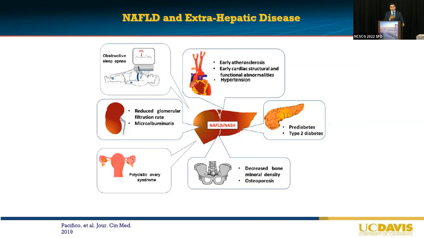So as I said before, NAFL and actually NASH doesn't just affect the liver. It does affect a lot of different organs. And it has been shown that NASH can affect the heart as well as cause CKD independent of other causes such as diabetes or hypertension. So that's a very important concept, and we don't quite understand yet why this happens, but there is a lot of work in the field to actually try and understand that.